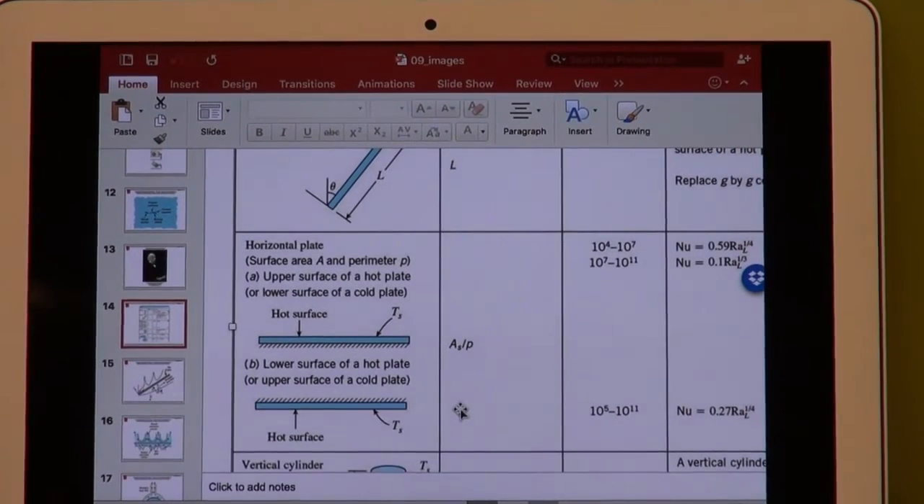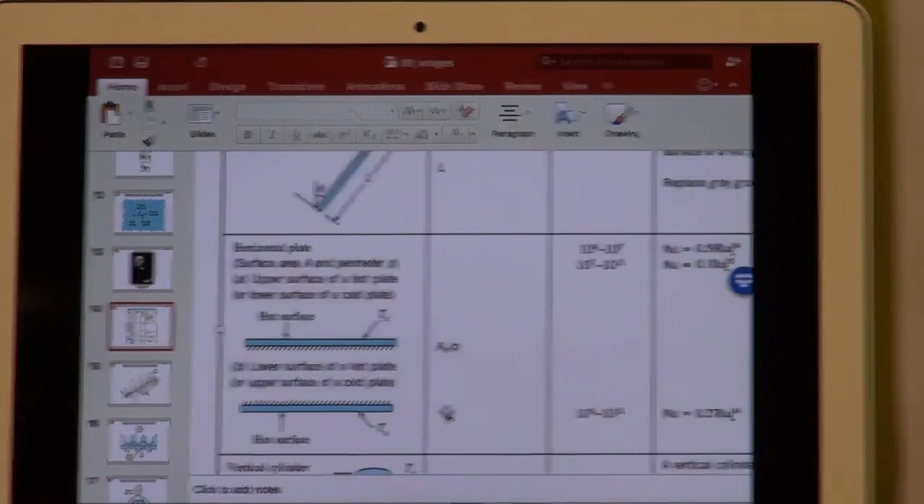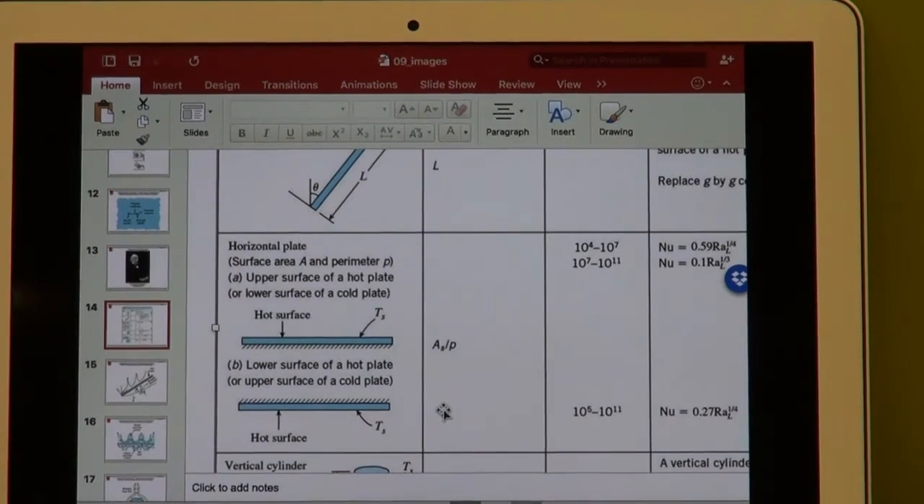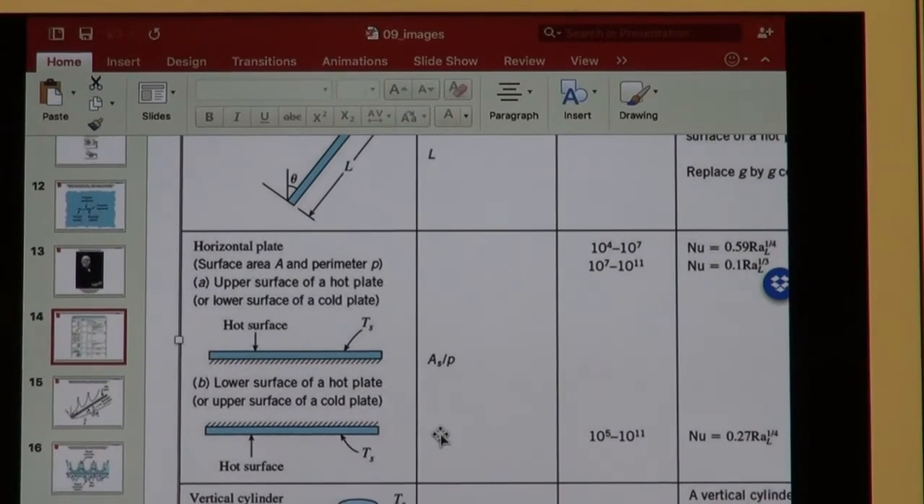Right, there in your table, there's the case for the horizontal plate. And the first one you see is for the hot surface at the top. Okay? And what does it say? It says surface the area A in the perimeter P, the upper surface of a hot plate or lower surface of a cold plate. And there are some equations. Do you see it? To be used.